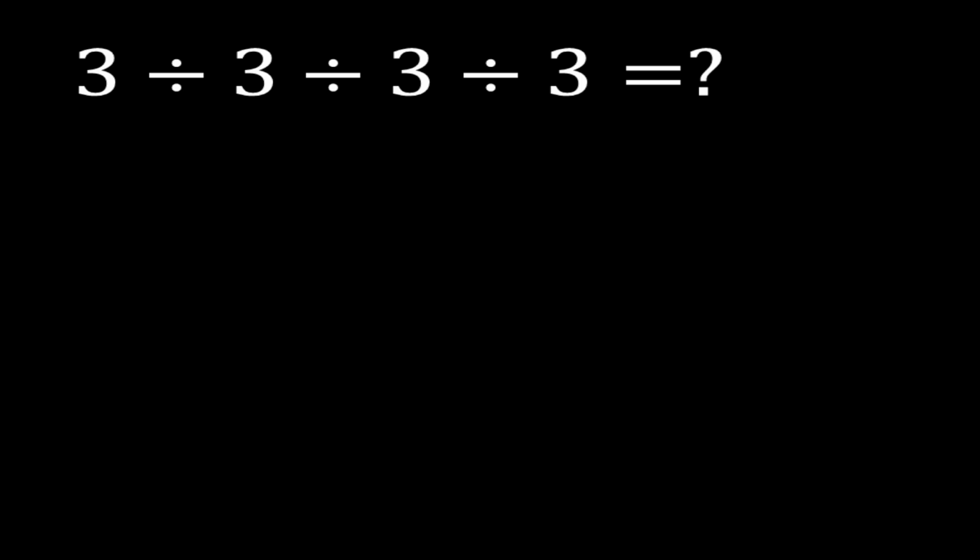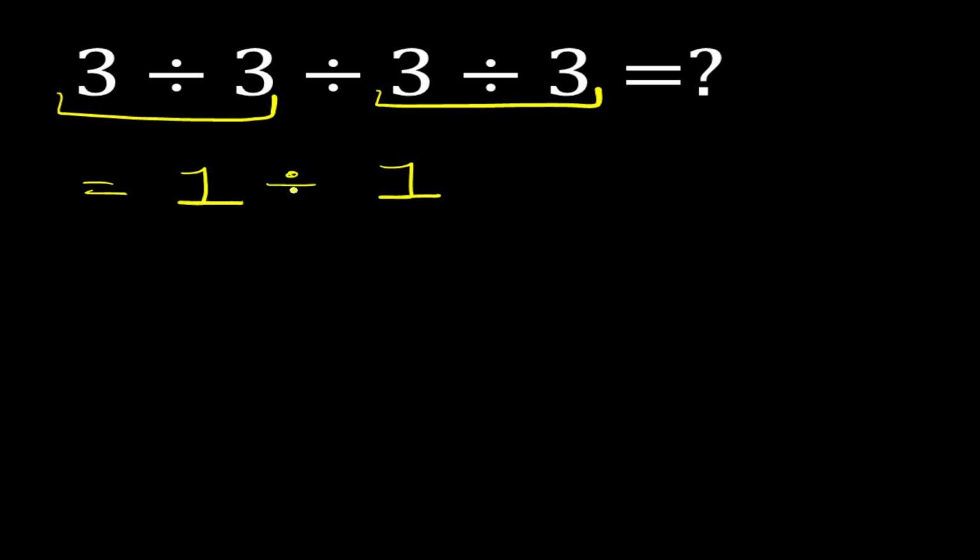So 3 divided by 3 is equal to 1. Then again 3 divided by 3 is equal to 1. Now 1 divided by 1 is equal to also 1. But this answer is not correct. This answer is completely wrong.